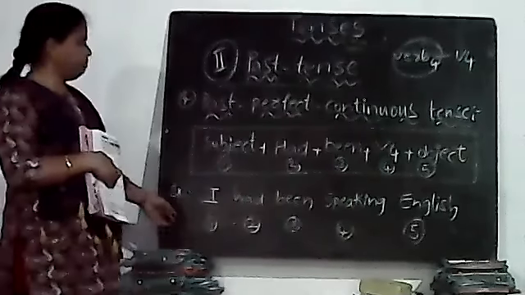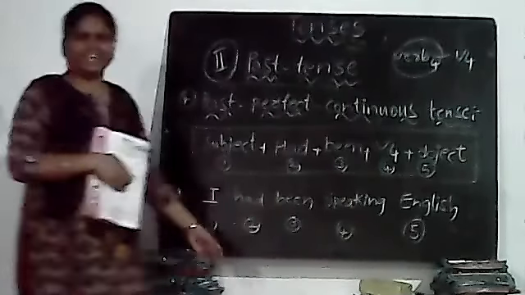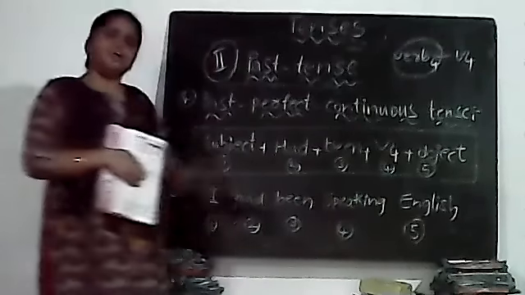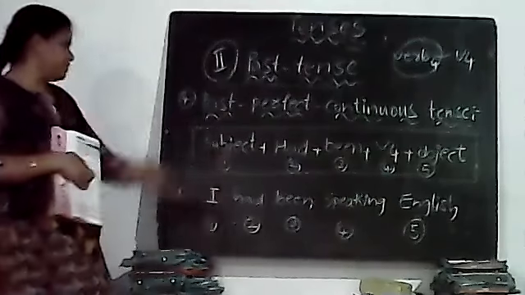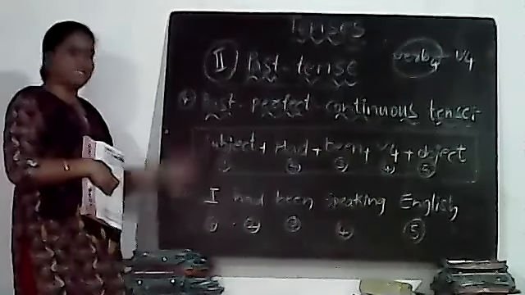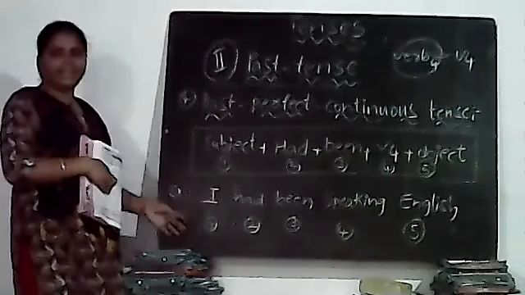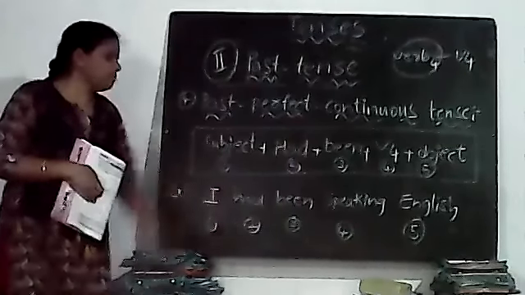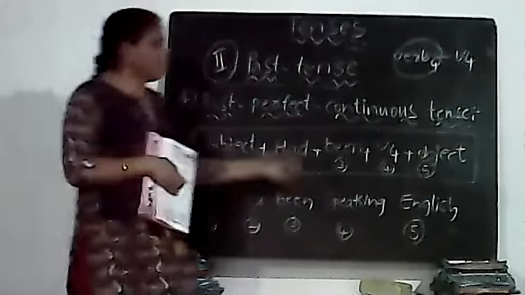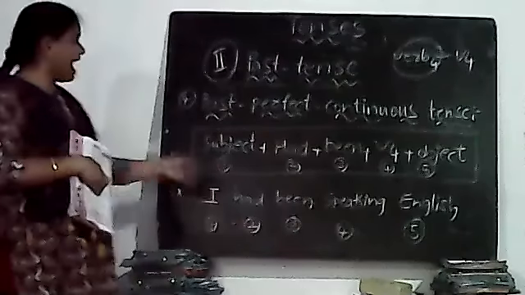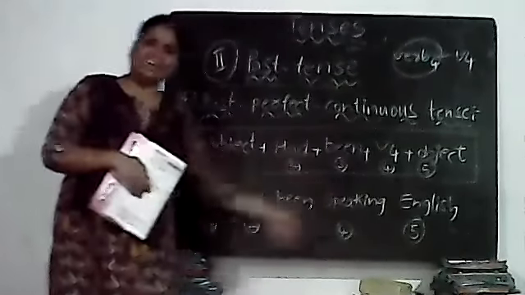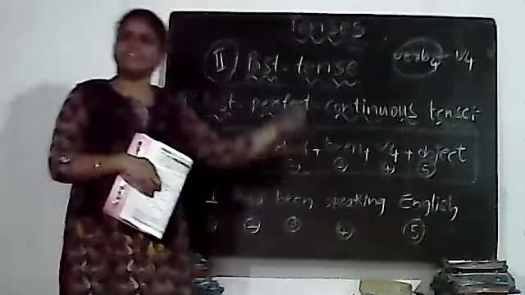For the example, I have taken only the I person. That's why I chose only I. You can write your wish: I, he, she, it, they, you, we, whatever. We had been speaking English. You had been speaking English. He had been speaking English. She had been speaking English. They had been speaking English.